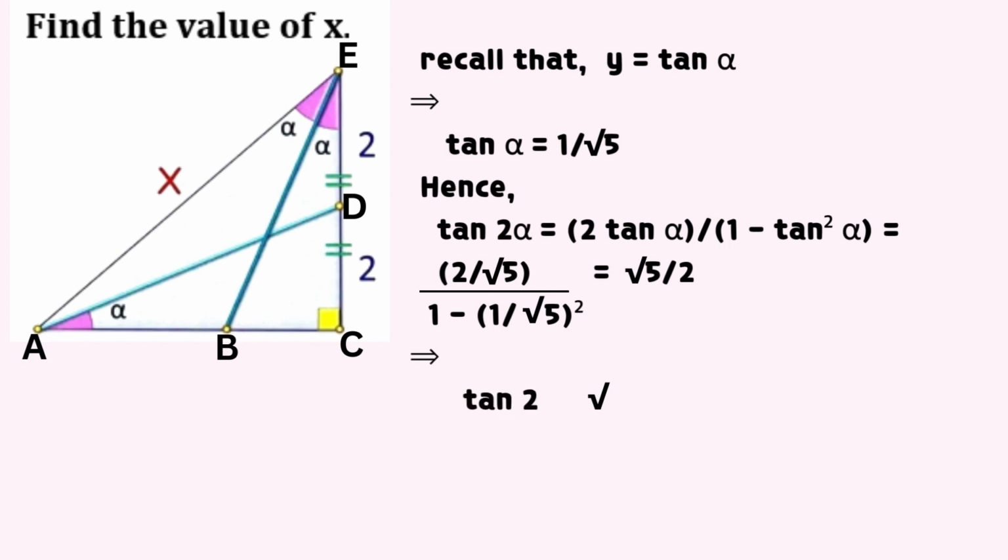Hence, tan 2 times alpha equals the product of 2 and tan alpha, all divided by 1 minus the square of tan alpha, which equals the square root of 5 divided by 2, after simplification of substituted values. Hence, tan 2 times alpha equals the square root of 5 divided by 2.